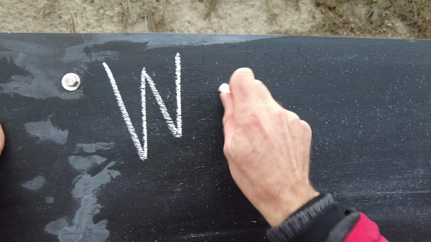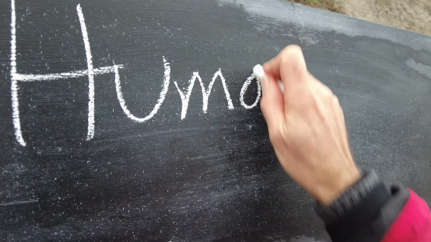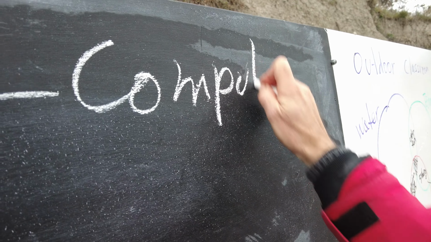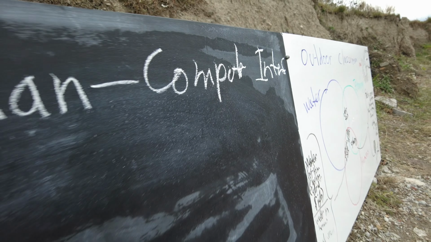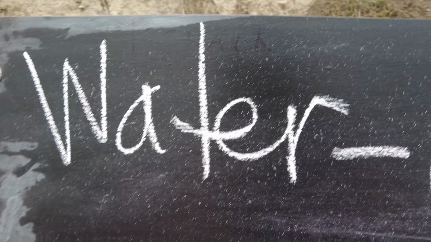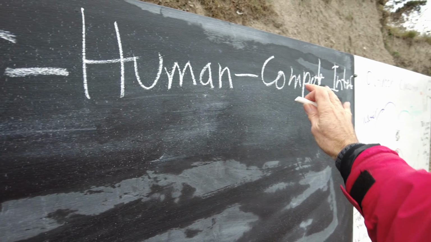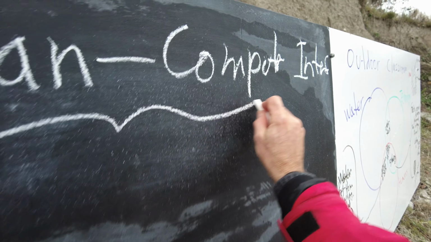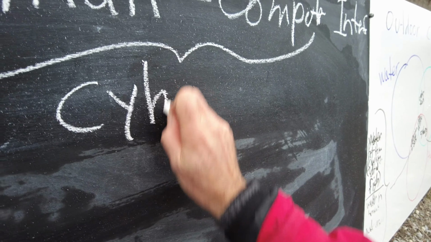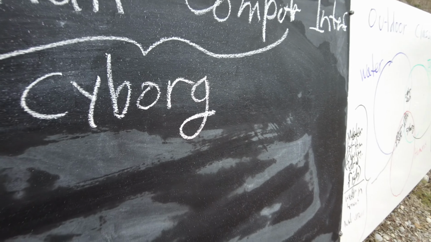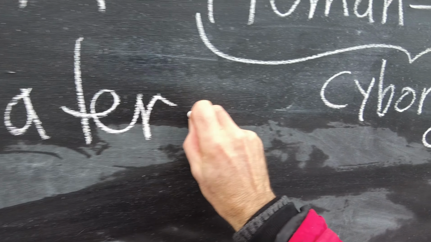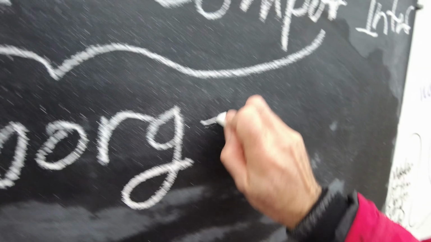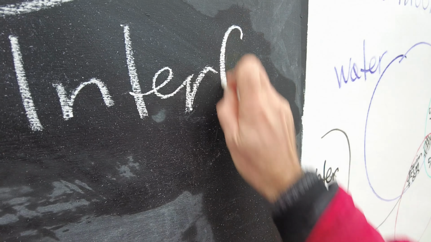So, water-human-computer interface. What do you mean by water-human-computer interface? Let's call the human and computer together a cyborg, and we'll say water-cyborg interface. Crossing borders.